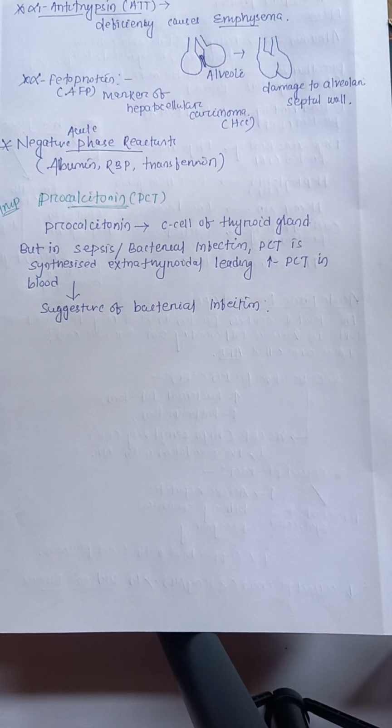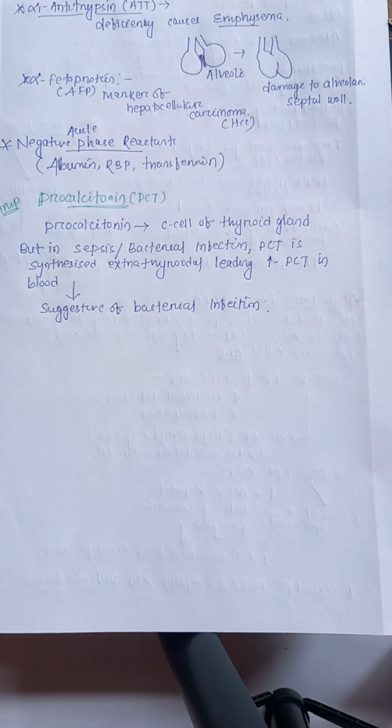That's why in emphysema there will be destruction of the alveolar wall, which causes alveolar degradation and the hardening of the alveoli, causing the emphysema. And there is alpha-fetoprotein, a marker for hepatocellular carcinoma, you know this. And there are some negative acute phase reactant proteins which decrease in cases of chronic infection and inflammation, like albumin, retinol binding protein and transferrin.